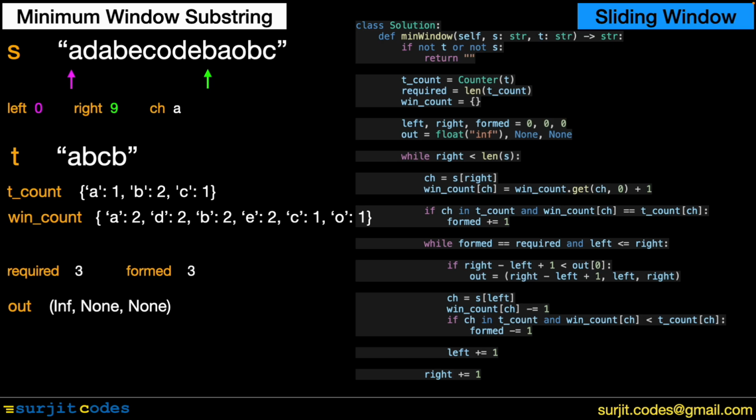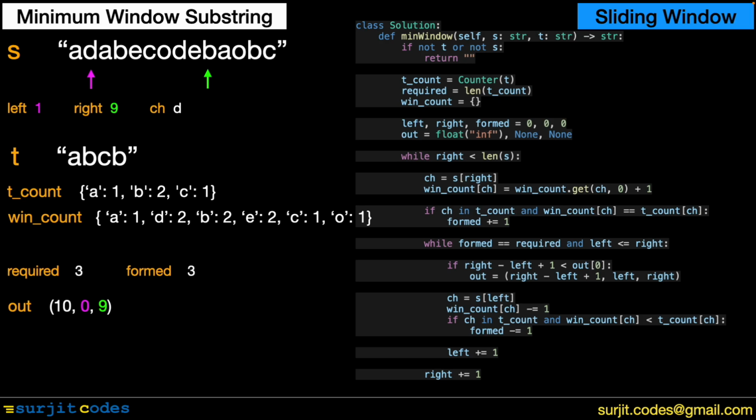We enter the inner while loop and check if we should save the parameters of the window. Currently, index 0 in out is infinity. The length of the window is right minus left plus 1, which is less than the current value in out. So we modify out as (10, 0, 9) as the best result so far. The character at the left pointer is A. We reduce the count of A in winCount. It becomes 1. The required count of A is also 1. So no worries, it is not less than the T count of A. So the next if is skipped and left becomes 1.